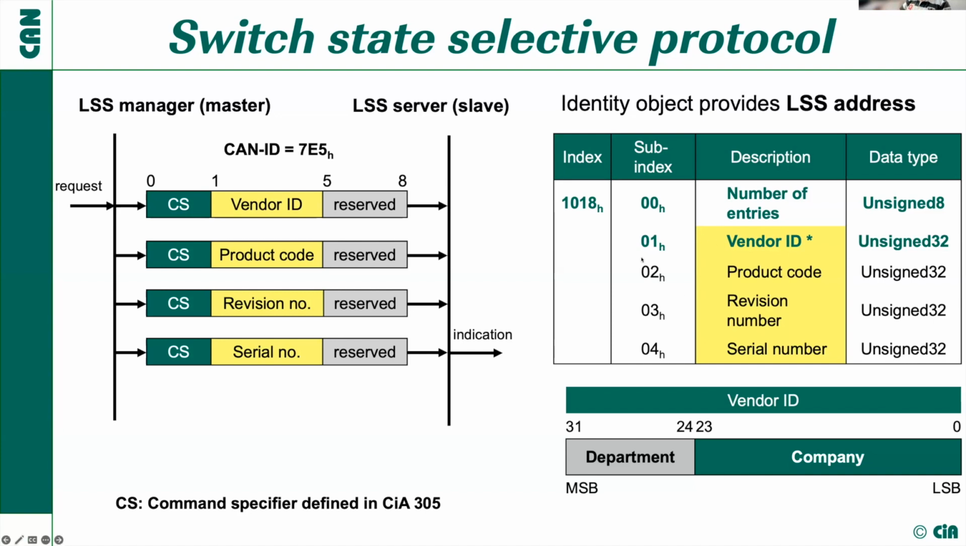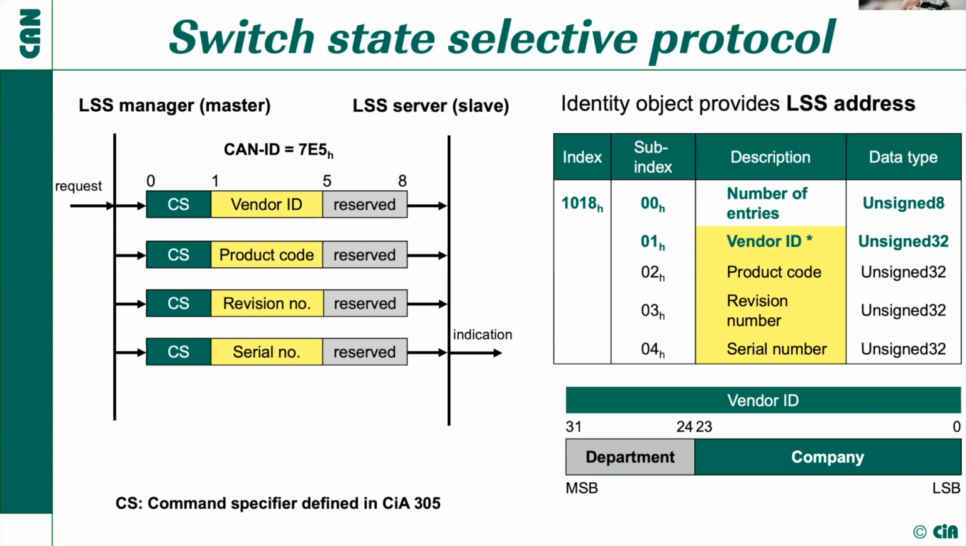Therefore, the synonym for this entry 1018 in this case is the LSS address. Why not call a device via its LSS address and say, okay, this device with that vendor ID, product code, revision number, serial number is requested to transit to the configuration state? Therefore, I now have a selector to select a single device out of several without a valid node ID and say, okay, that device shall go to the configuration state.